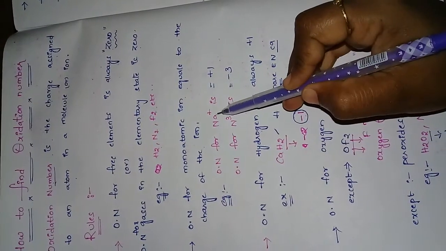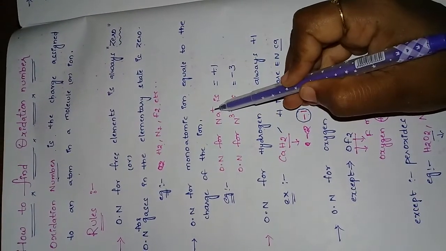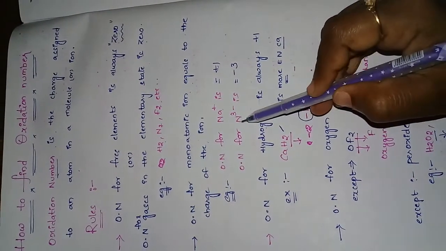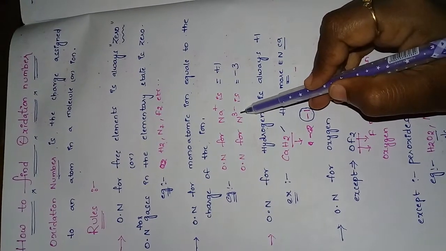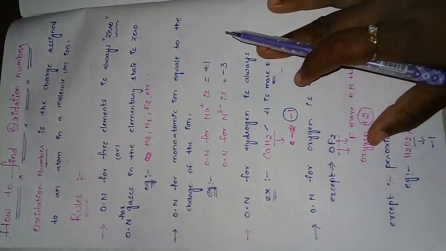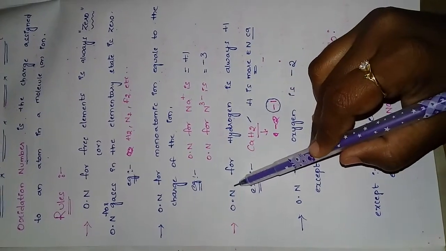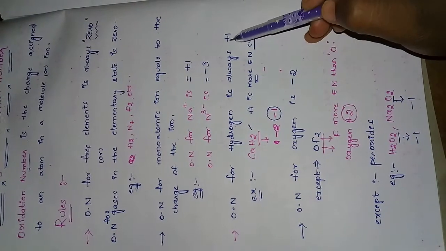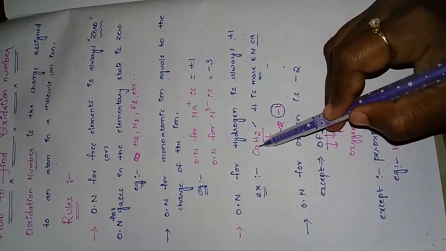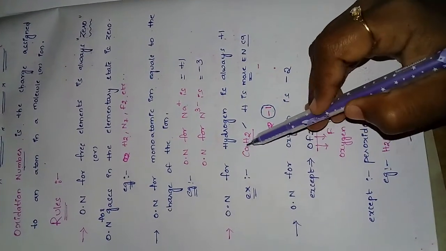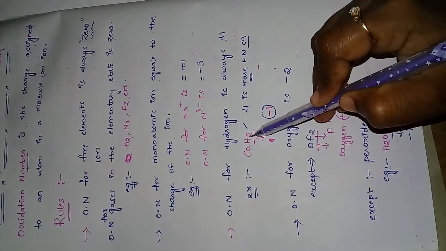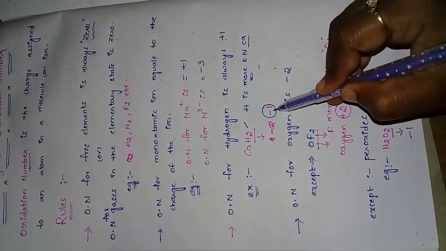See, oxidation number for sodium is +1 because here the plus charge is there, so oxidation number is plus. And here for the N3- ion, the charge is -3, so -3 oxidation state. Next rule, oxidation number for hydrogen is always +1. In the exception case, CaH2. In CaH2, H is more electronegative than calcium, so hydrogen gets -1 charge.